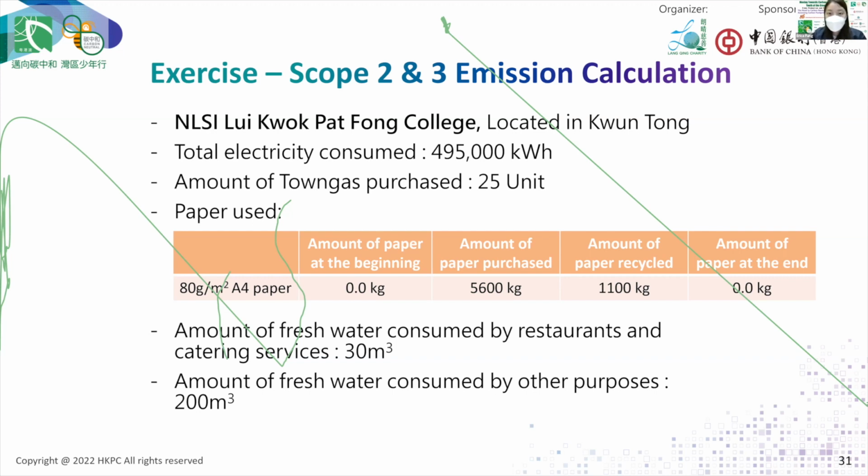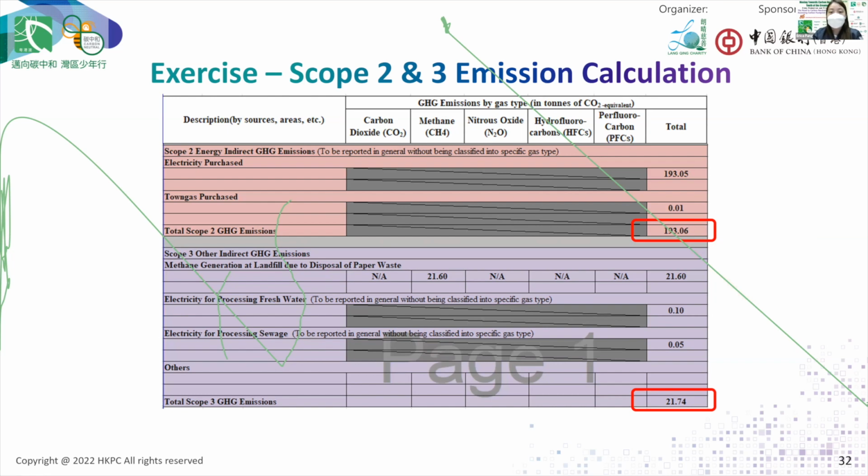And similarly, we can plug into the Excel that I've mentioned before. So we can get that the total scope 2 greenhouse gas emission is 193 tons CO2 equivalent, and the scope 3 is 21.7 tons of CO2 equivalent. We can see that on a normal basis, scope 2 emission accounts for the largest amount among the three scopes. So it is very important for us to reduce the carbon use in scope 2, like the electricity that we use or the town gas we consume.